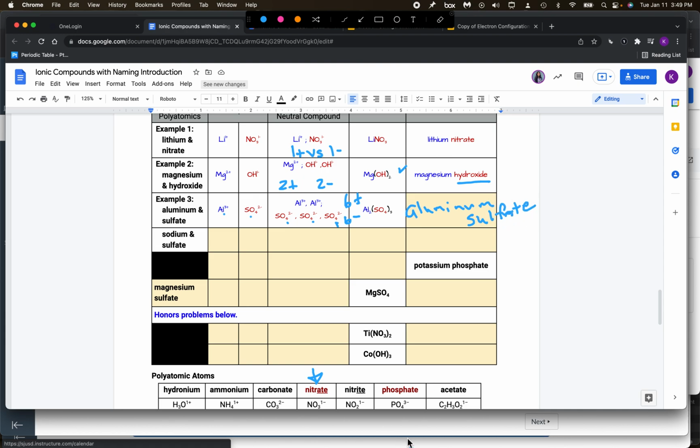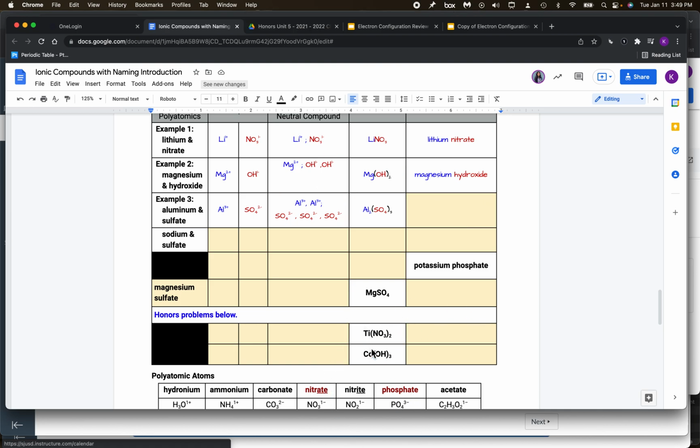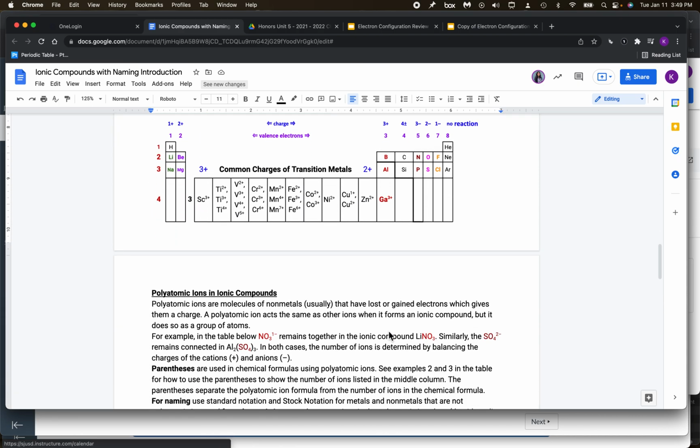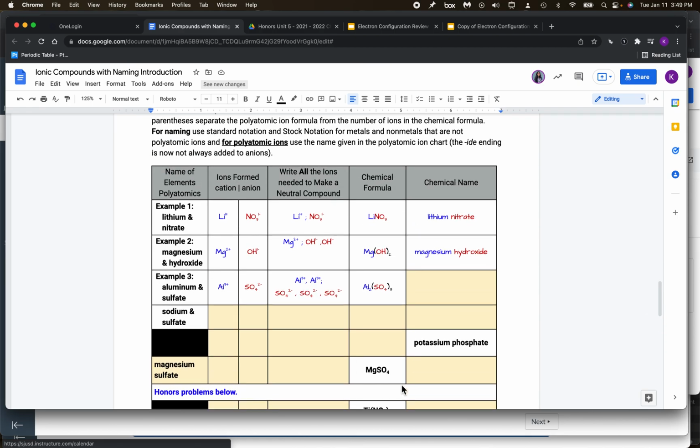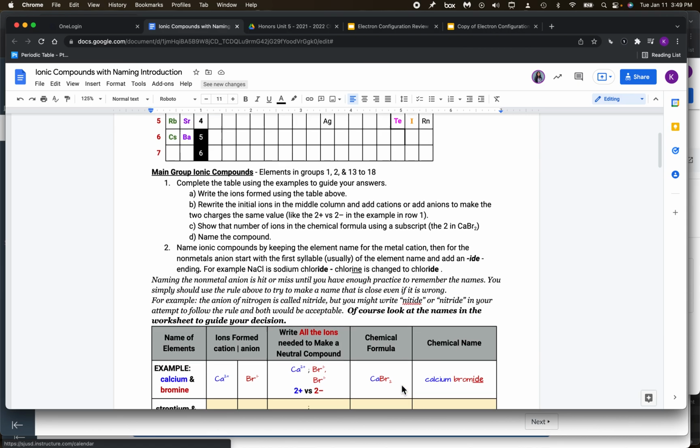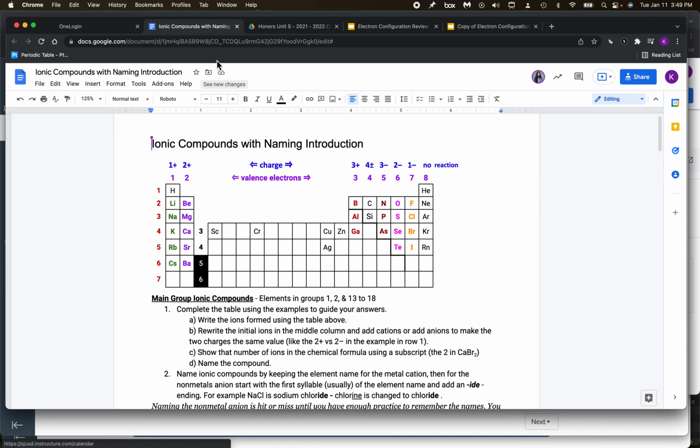All right, that's it. Honors, don't forget you have this to do. And look, they're transition metals, so you have to use the rules we learned up here at the bottom of the transition metals. All right, that was a start for getting you going on this worksheet.